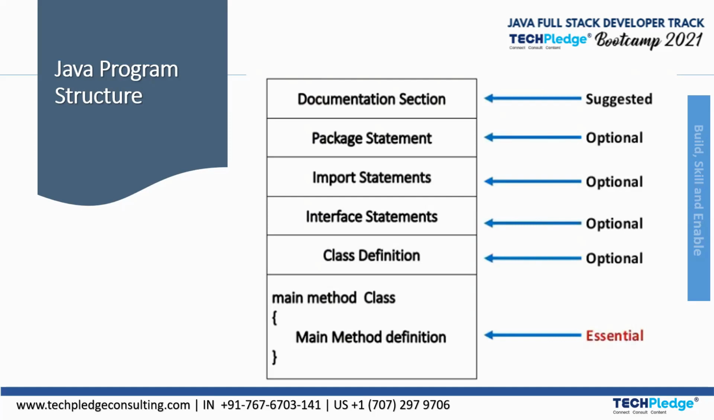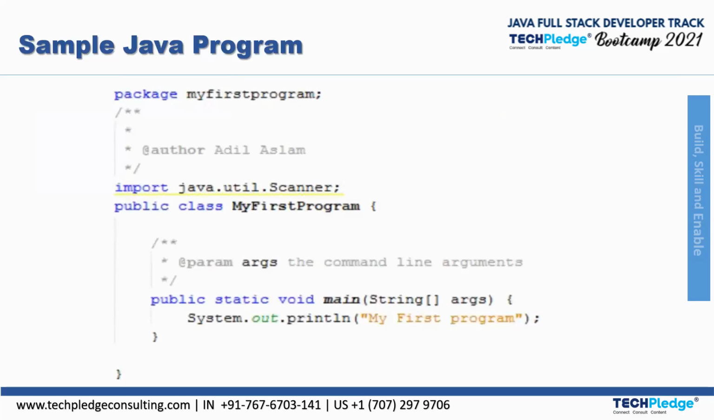In a Java structure, you can have multiple method definitions, but the main method is the starting point of your program. Next, this is the sample program. Here you can see this is the package section. Here I'm importing java.util.Scanner. Similar to this, there are many packages which are already available. You can import them based on your requirements. Then here you can see the main method. Here the main method of your program starts.